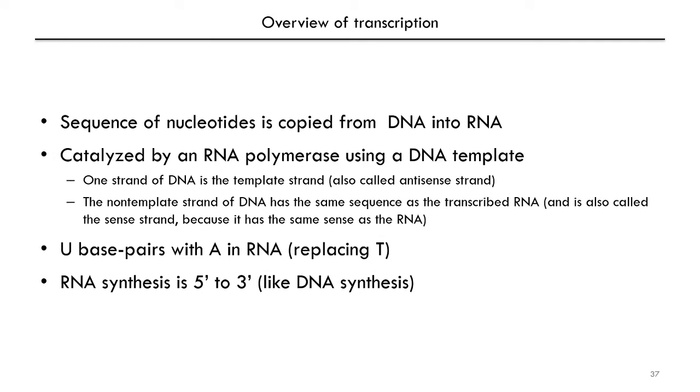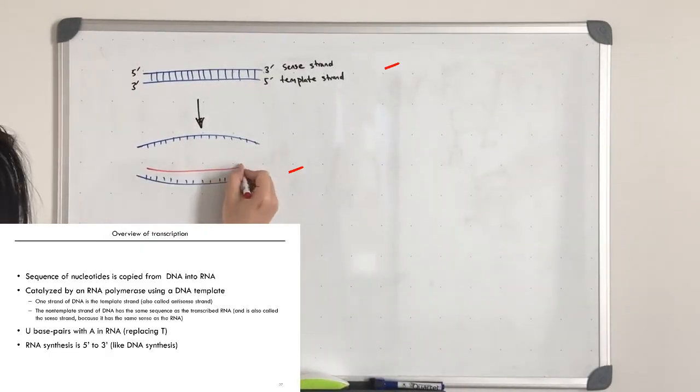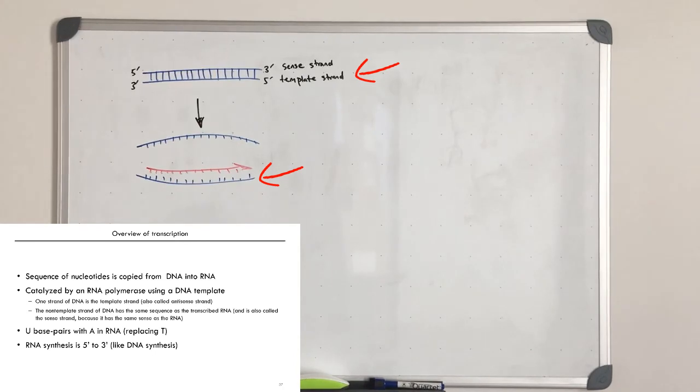To summarize our overview of transcription, in transcription, a sequence of nucleotides is copied from DNA into RNA. This is catalyzed by an RNA polymerase using a DNA template. One strand of the DNA is the template strand. This is also called the antisense strand. The non-template strand of DNA has the same sequence as the transcribed RNA, and is also called the sense strand because it has the same sense as the RNA.